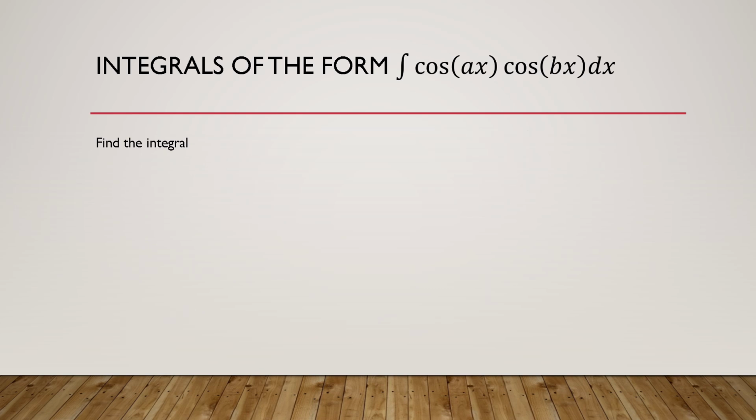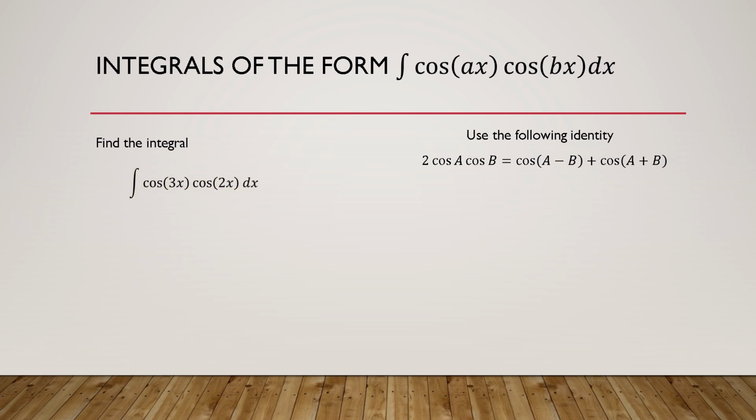The final form is integrals of the type cosine ax times cosine bx dx. This one requires the identity 2 times cosine a times cosine b equals cosine quantity a minus b plus cosine quantity a plus b. And we'll use this to solve the integral of cosine 3x times cosine 2x dx.